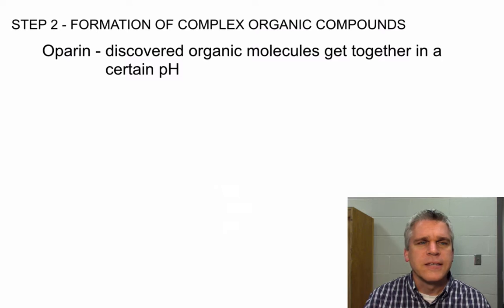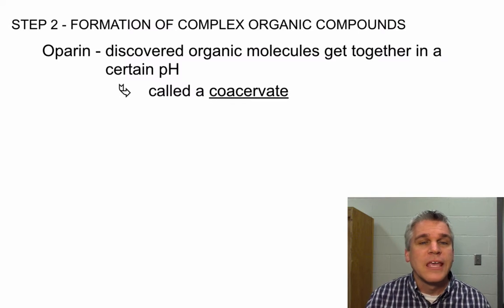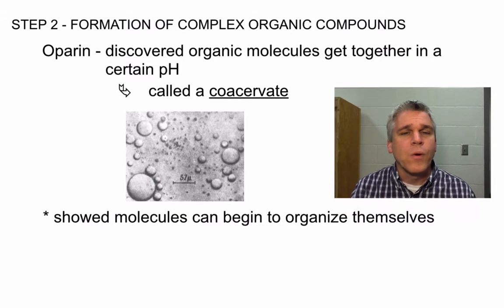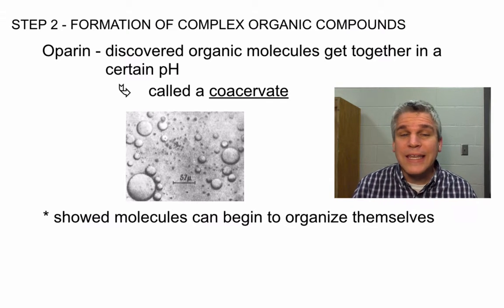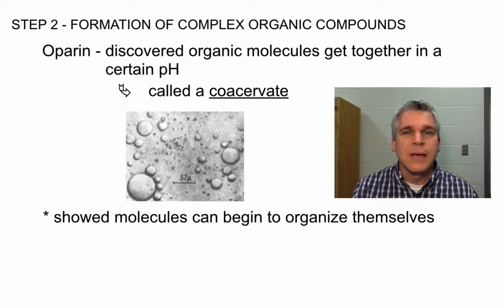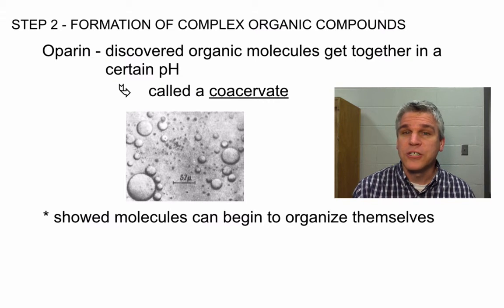So another scientist, a guy by the name of Oparin, discovered that organic molecules can arrange themselves together if they're in a particular pH. He called these molecules coacervates. Now here's a picture of some of the coacervates that he made. But what he was able to show was that it is possible for molecules to begin to organize themselves. Many times we hear that molecules, of course, want to go from a state of order to disorder, and in evolution, that's going in the opposite direction. But if you provide energy, you certainly can go from a state of disorder to a state of order.